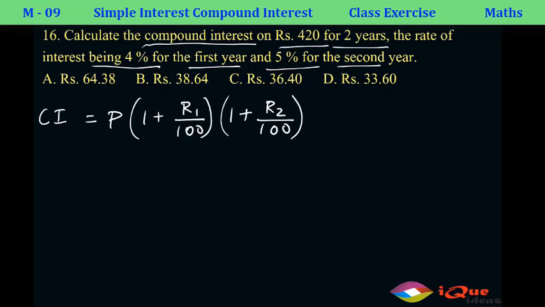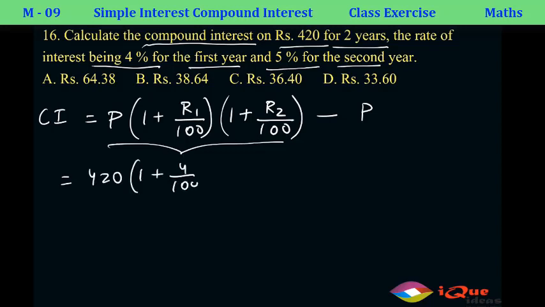So you can go on doing. You just see that if R1 and R2 are same, this can be written as a power. Right, now this whole thing is the amount minus the principal amount P. Alright, so first let me put it this way. P is 420, 1 plus R1 is 4%, so it is 4 upon 100, into 1 plus R2 is 5%, so it is 5 upon 100, minus 420.